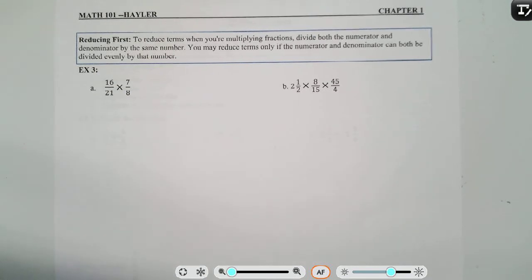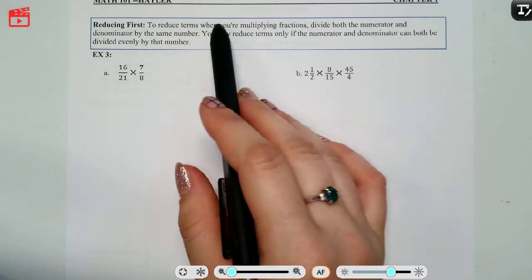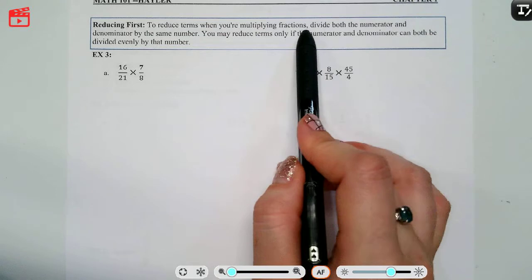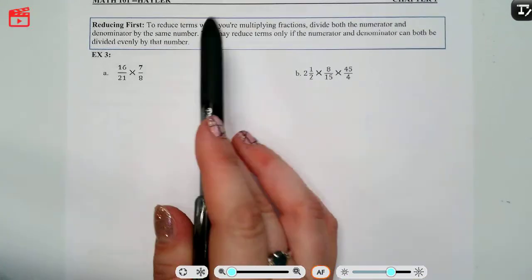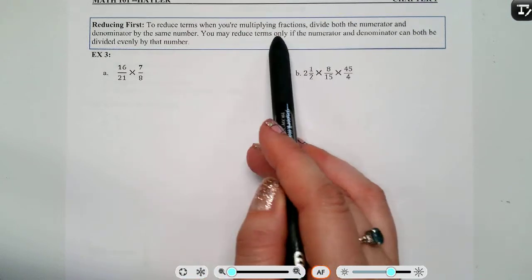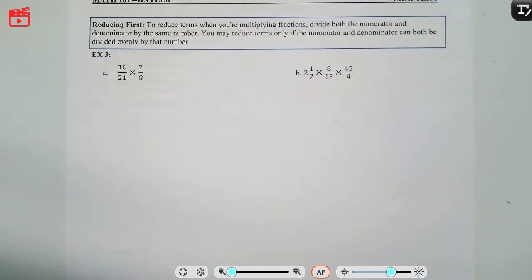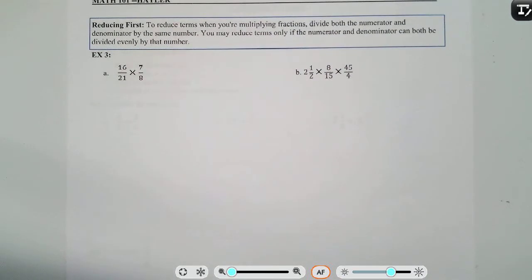All right, so here's something that might be helpful. We're going to practice reducing first, okay? So in mathematics, if you can reduce things, might as well reduce them. To reduce terms when you're multiplying fractions, divide both the numerator and denominator by the same number. So kind of what we've been doing before. You may reduce terms only if the numerator and denominator can both be evenly divided by that number.